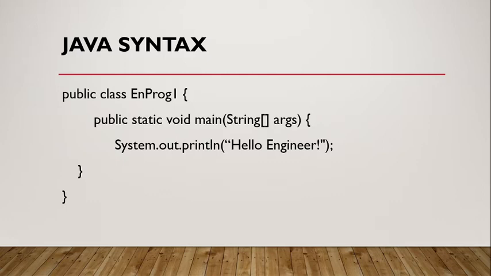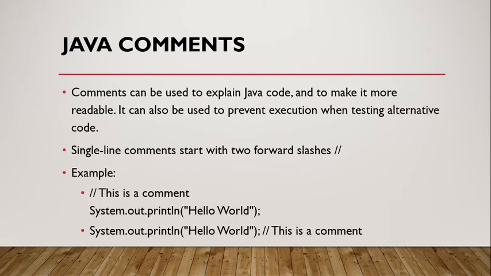Java comments. Comments can be used to explain Java code and to make it more readable. They can also be used to prevent execution when testing alternative code. Single-line comments start with two forward slashes. Example: // this is a comment. System.out.println("Hello World"); // this is a comment.